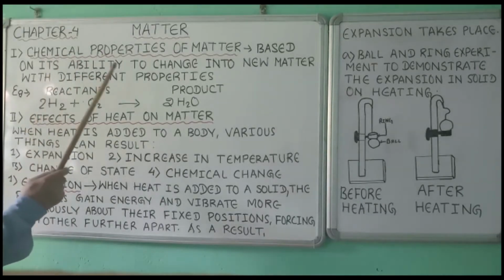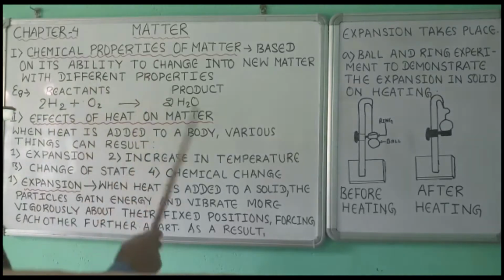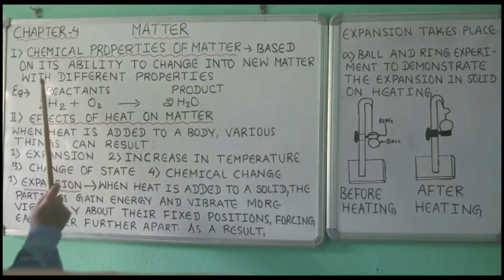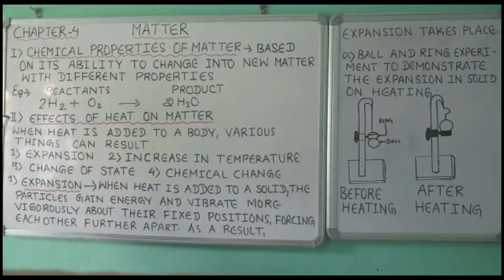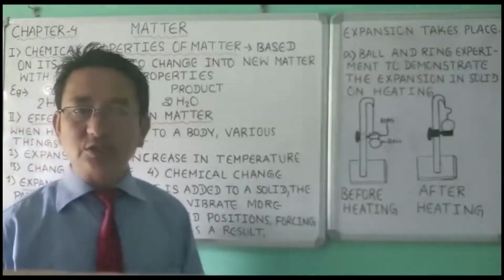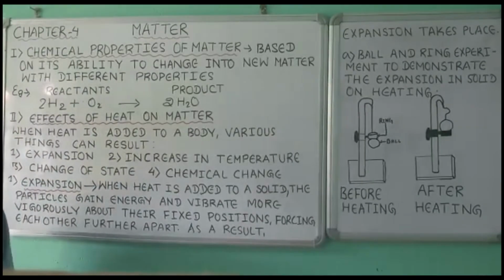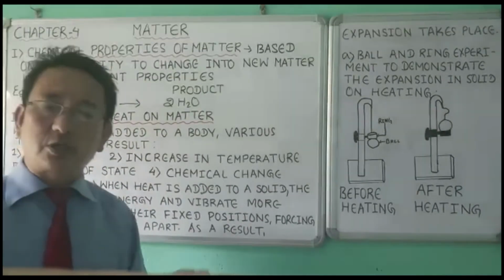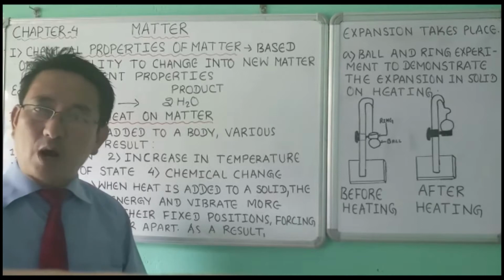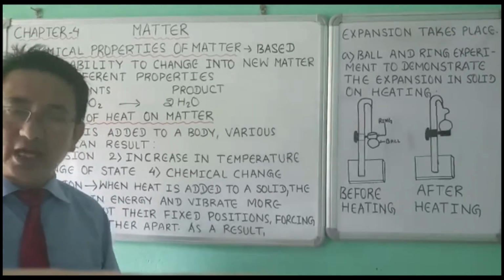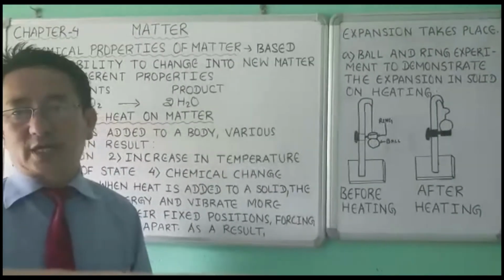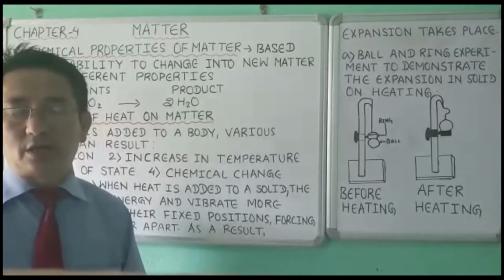Here we have chemical properties of matter. Chemical properties of matter are based on its ability to change into new matter with different properties. These chemical properties can be identified only when the properties of new substances are entirely different from the properties of the original substance. A chemical reaction takes place when one or more substances change to form one or more new substances with different properties.